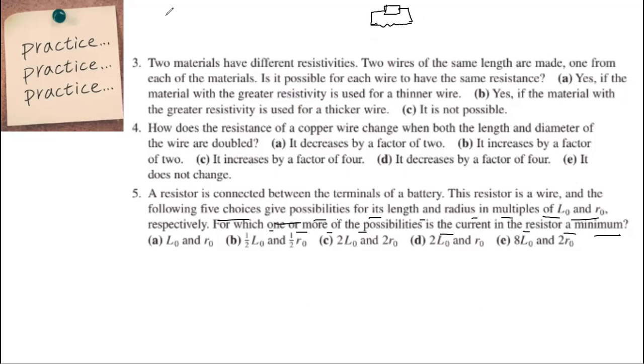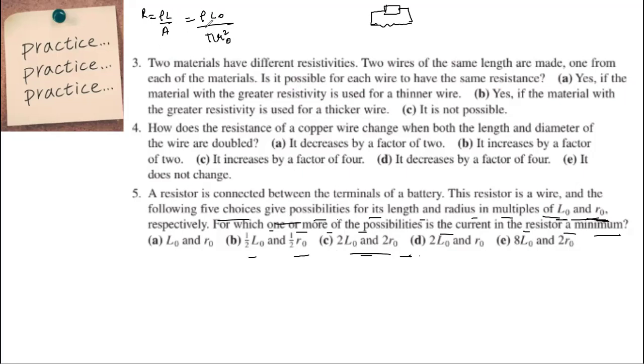Okay, so let me write the formula first. R is equal to rho L upon A. Okay, and in here they're talking about the radius R naught. So basically he's saying can you convert area into pi r square, because here we are talking about L naught and R naught, and the options are also given to me in the form of L naught and R naught.